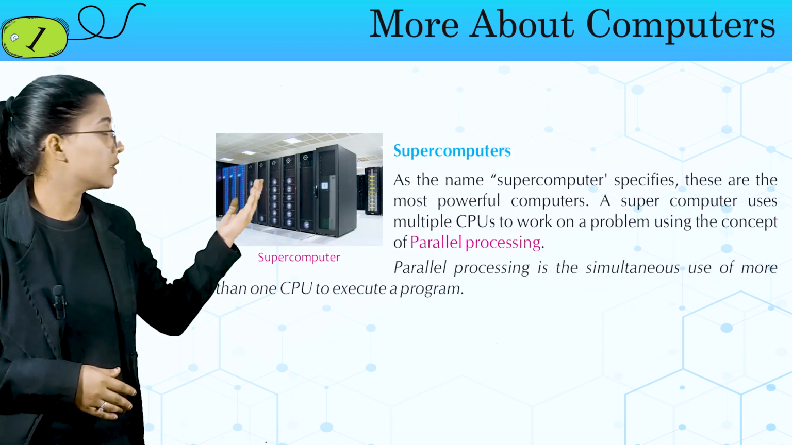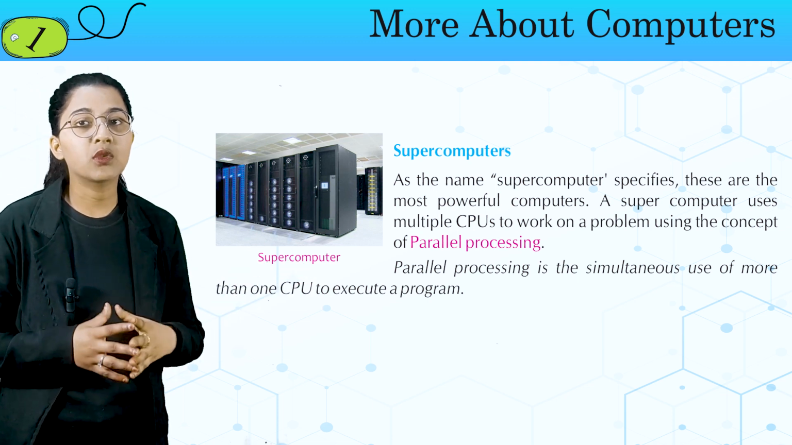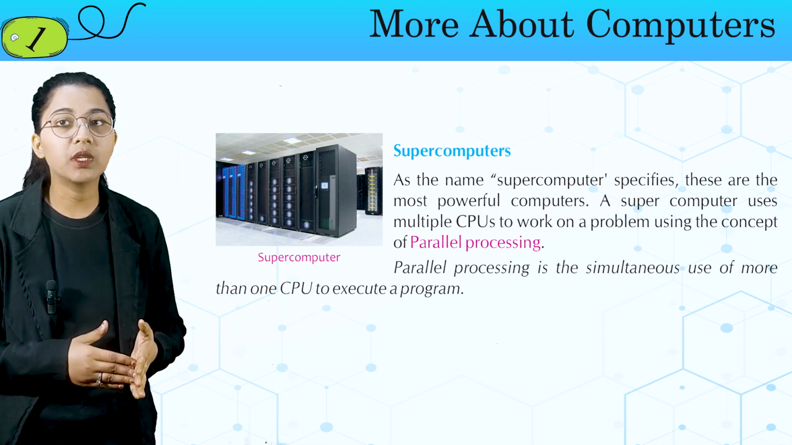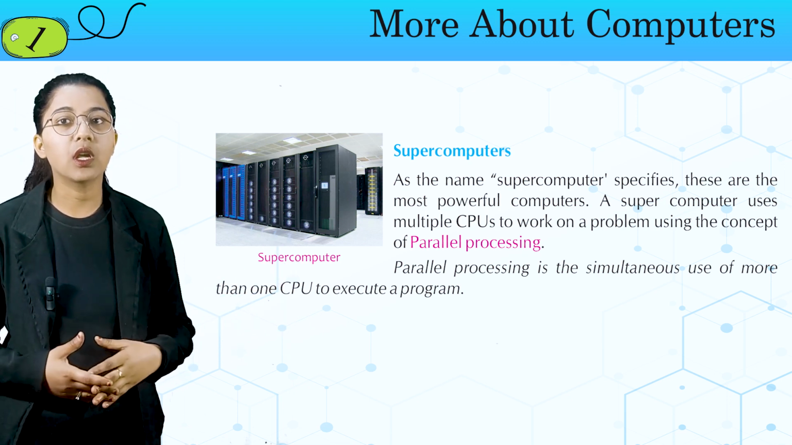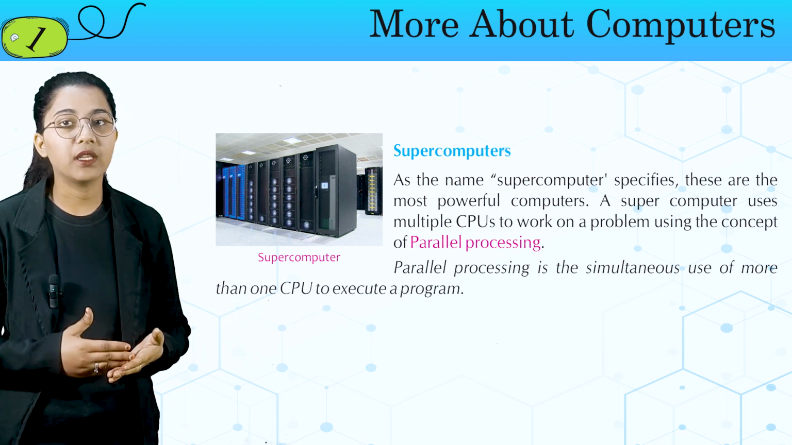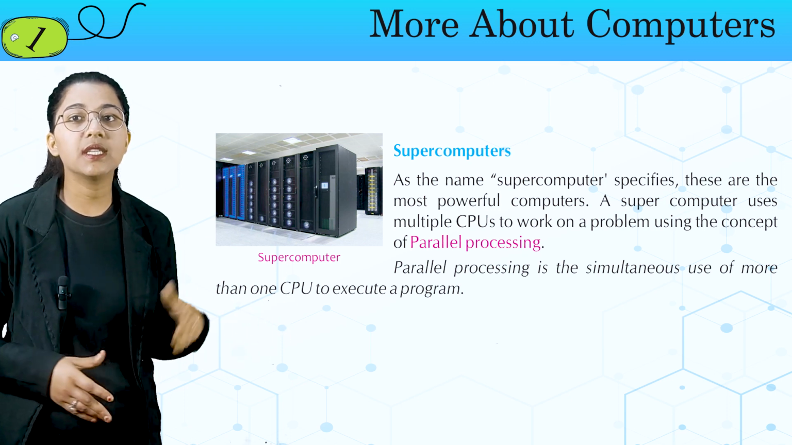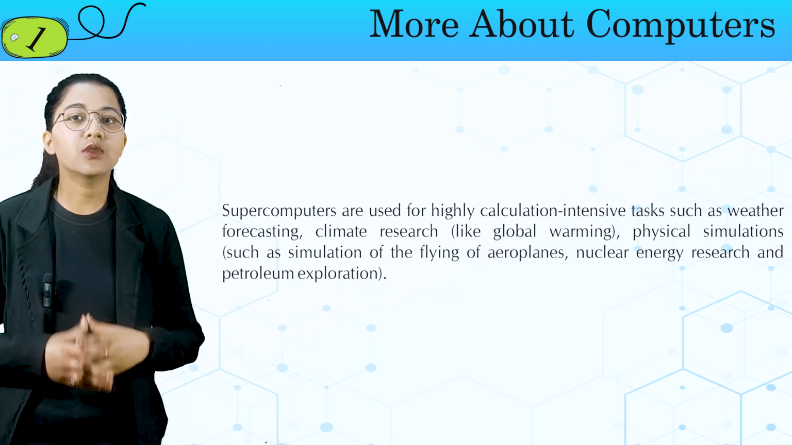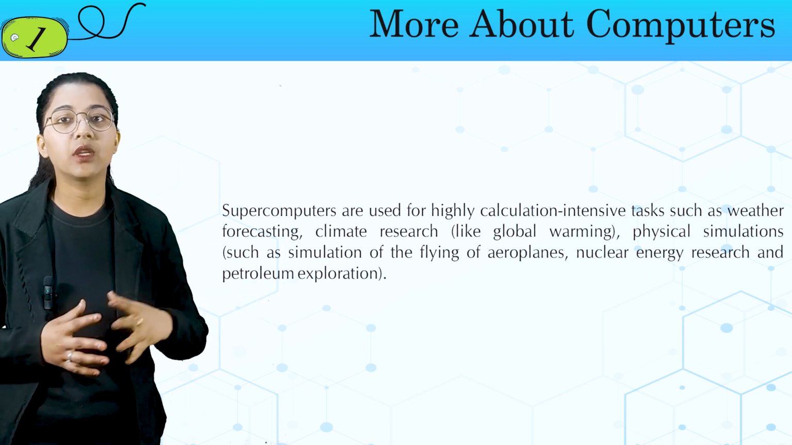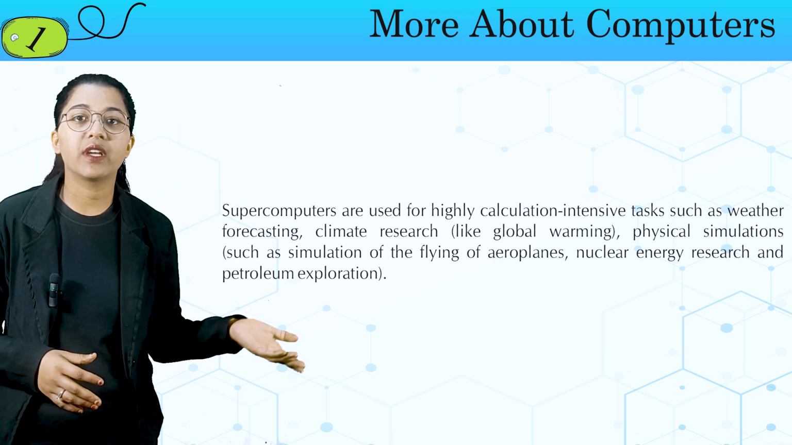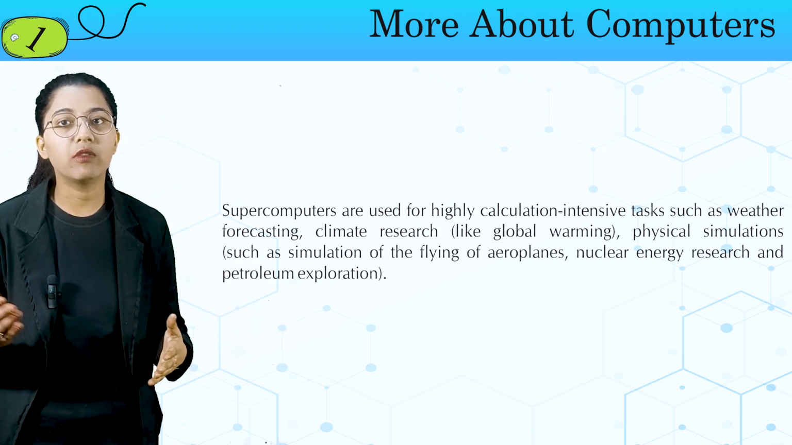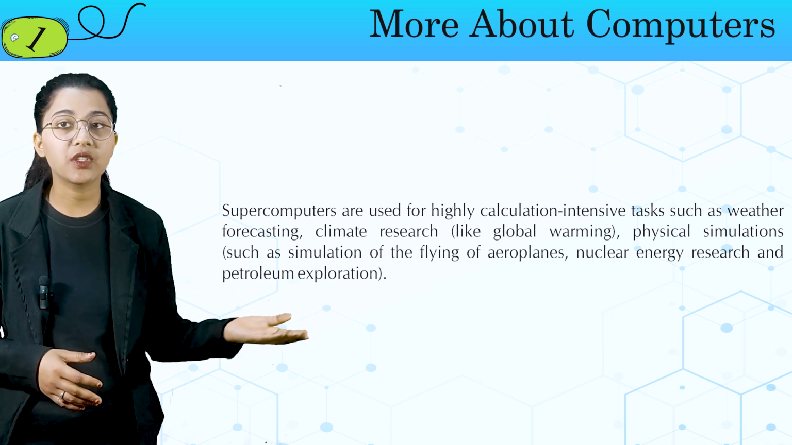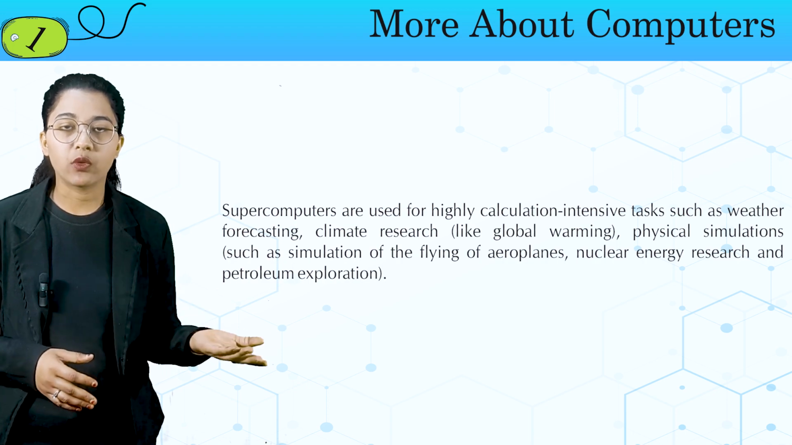Now it's time to read supercomputers. As the name supercomputer specifies, these are the most powerful computers. A supercomputer uses multiple CPUs to work on a problem using the concept of parallel processing. Parallel processing is the simultaneous use of more than one CPU to execute a program. Supercomputers are used for highly calculation intensive tasks such as weather forecasting, climate research like global warming, physical simulation such as simulation of the flying of aeroplanes, nuclear energy research, and petroleum exploration.